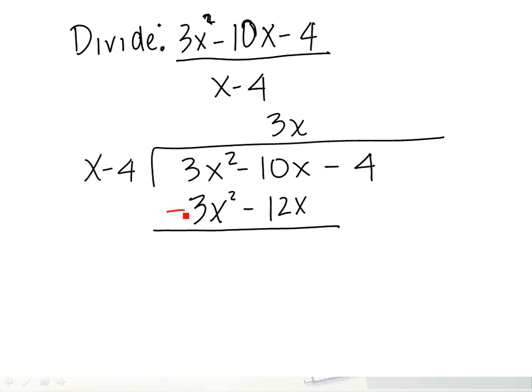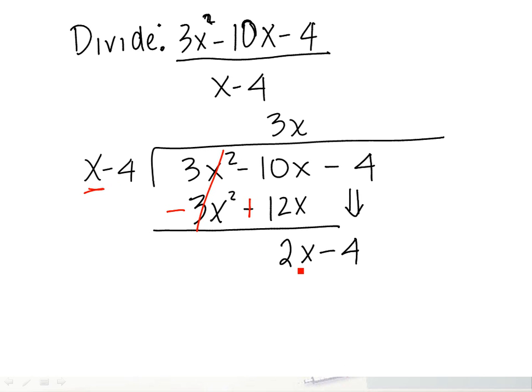Now we distribute the negative, and this becomes a positive because negative times negative is positive. Now again, this cancels, and you have negative 10x plus 12x, which is 2x. Then you bring down the next term and you start back over.